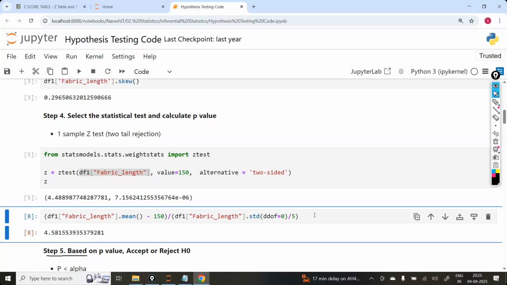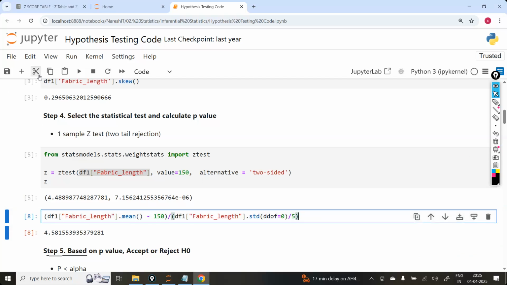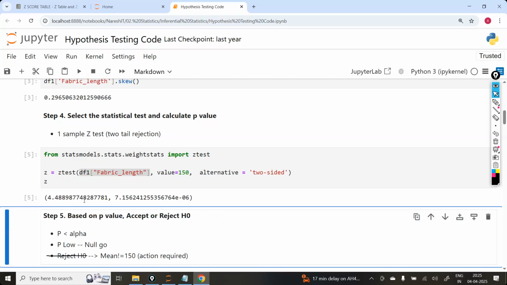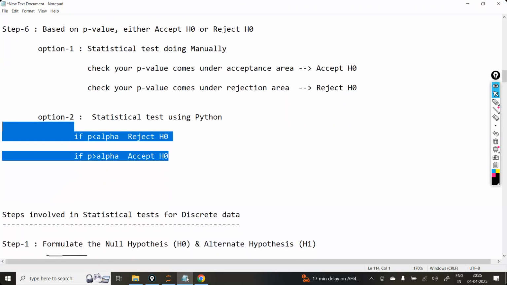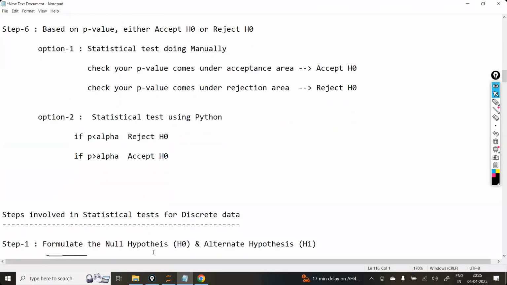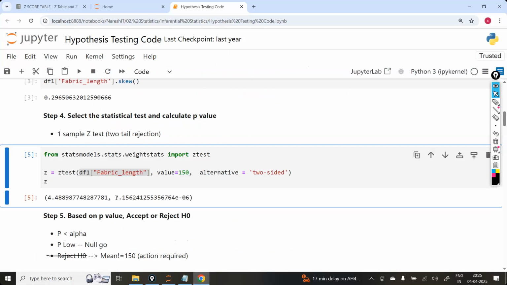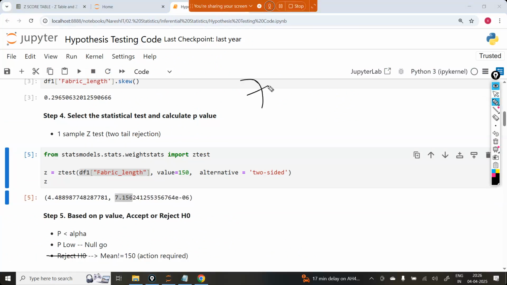Okay. So this is the formula which it is going to apply. And after applying this formula, now what is the value you are going to get? This one. And this is the p value. Now, when you are doing the Python code, I told you what you have to do. P value is less than alpha, what you have to do? Reject the null hypothesis. So here what is your p value? 7.15. 7.15 is less than 0.05? No. So it is not 7.15, guys. It is 7.15 into 10 to the power of minus 6.